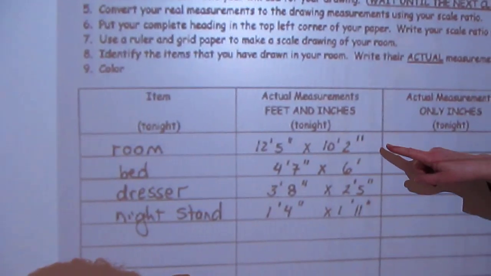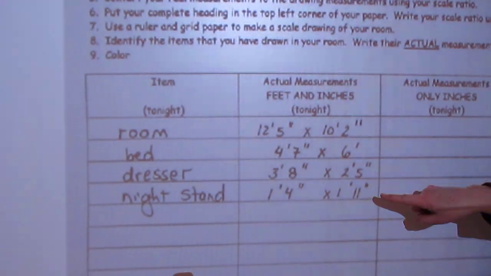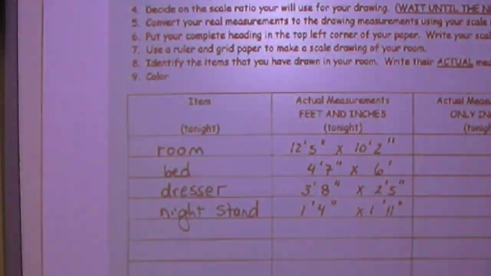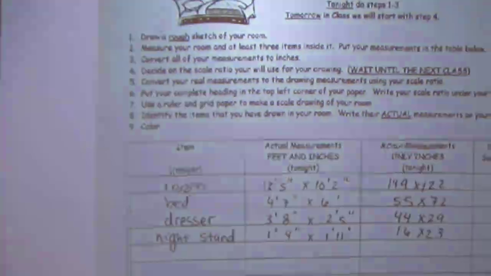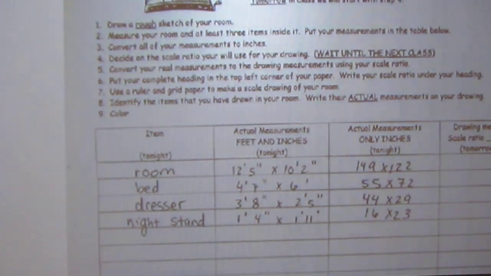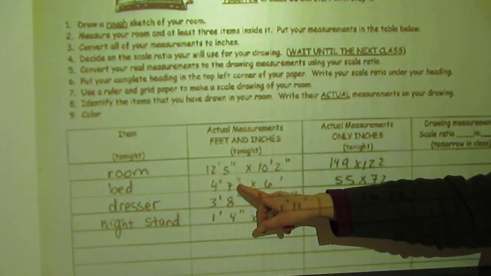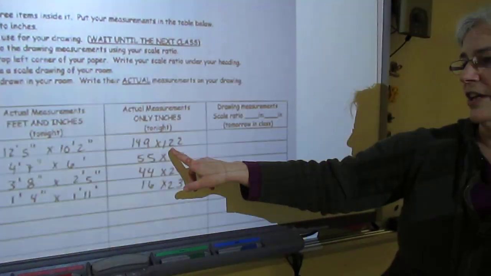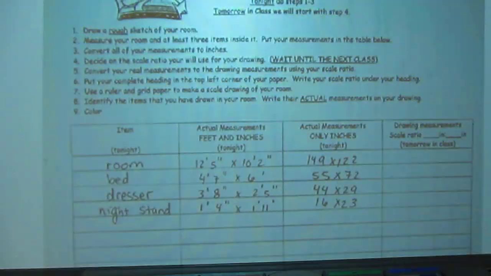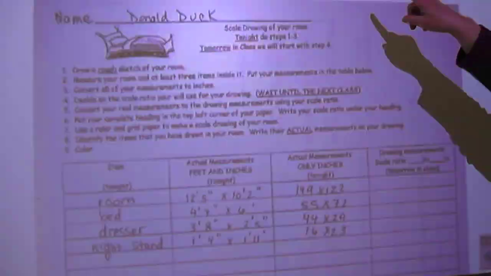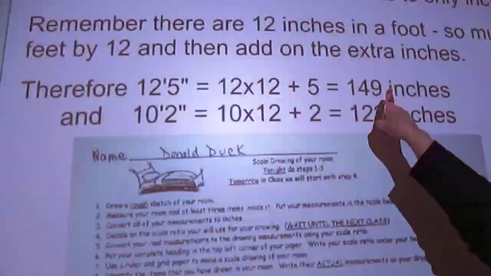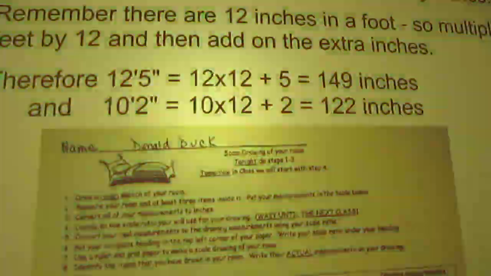You have to measure the room size and the measurements of the 3 objects that you're going to include in your picture. Next, you have to turn all of your measurements into all inches, because you've measured in feet and inches, and we're going to switch to all inches. You have to remember that every foot has 12 inches. So 12 feet 5 inches is 12 times 12 inches plus 5 more, 149.